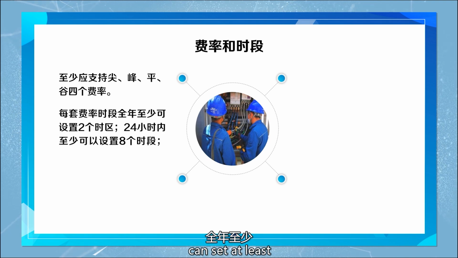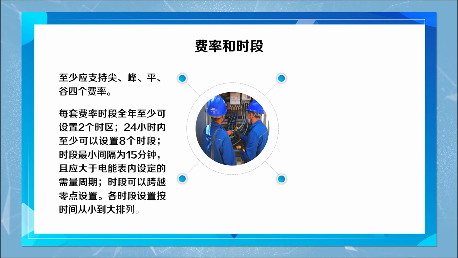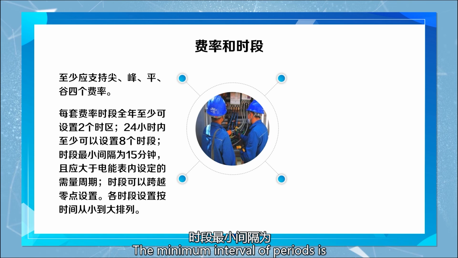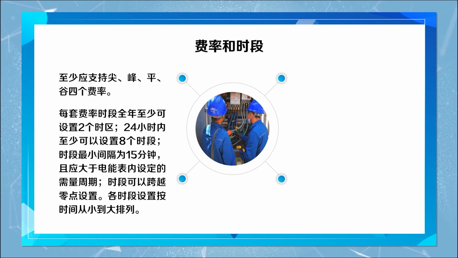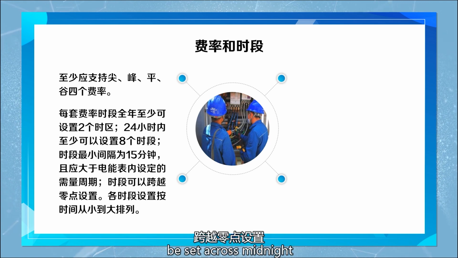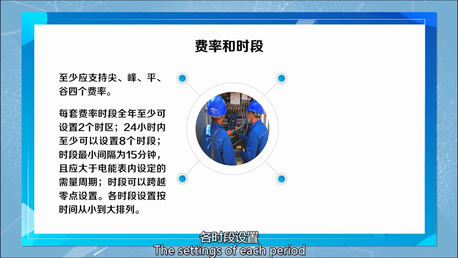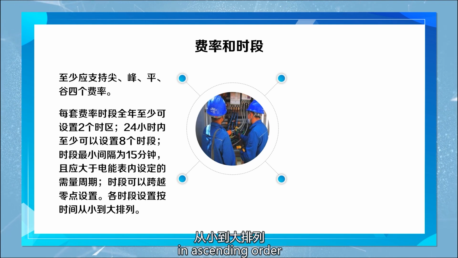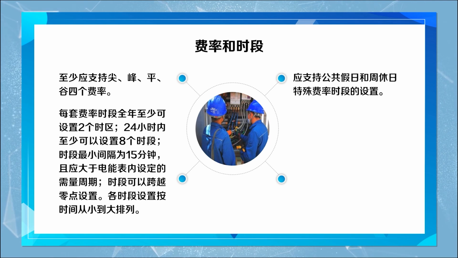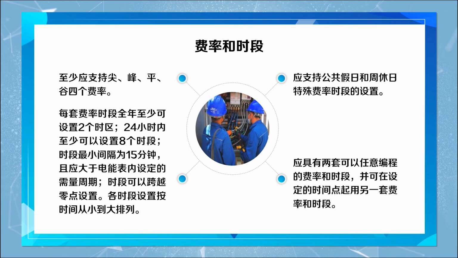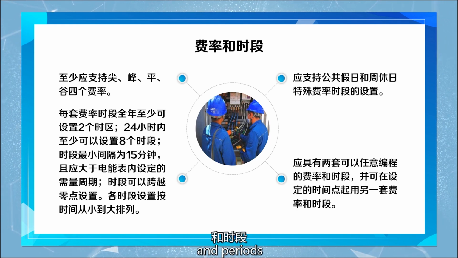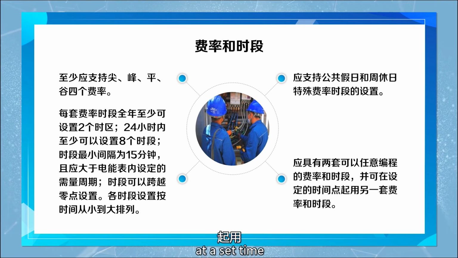Rates and periods should support at least four rates: peak, off-peak, flat, and valley. Each set of rates and periods can set at least 2 time zones per year, with at least 8 periods within 24 hours. The minimum interval of periods is 15 minutes, and it should be greater than the demand period. Periods can be set across midnight, and the settings of each period should be arranged in ascending order. It should support public holidays and weekends. Special rate periods should have 2 sets of programmable rates and periods, and the other set can be activated at a set time.